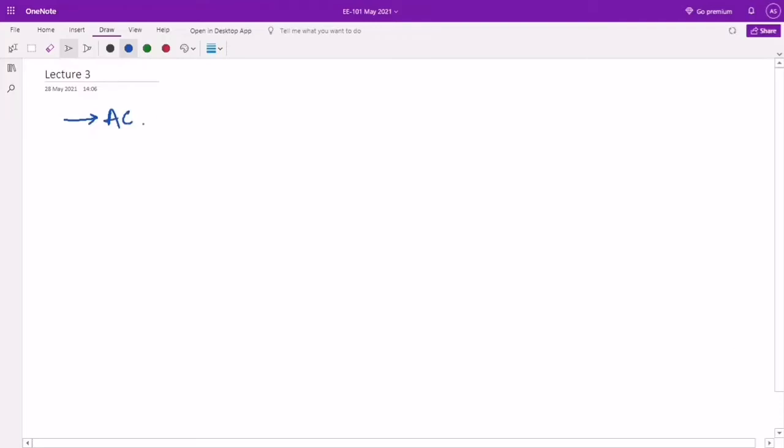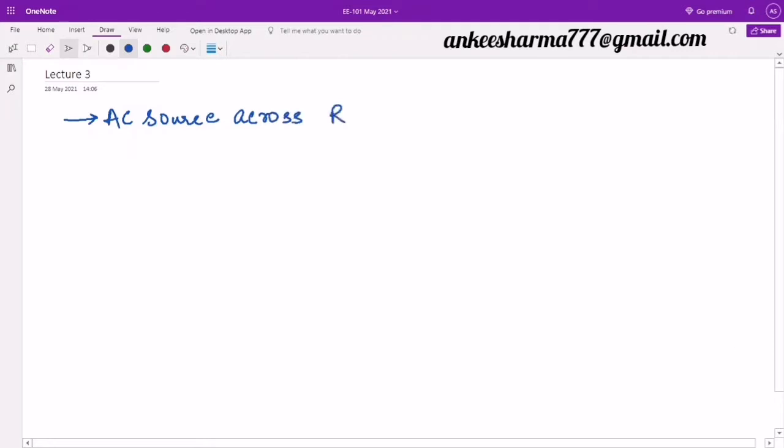AC source across a resistor, then we have an inductor and a capacitor. So we will discuss these three today.